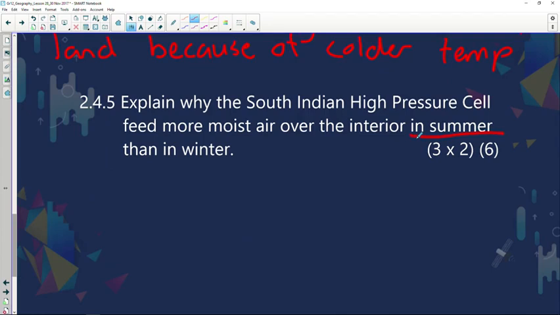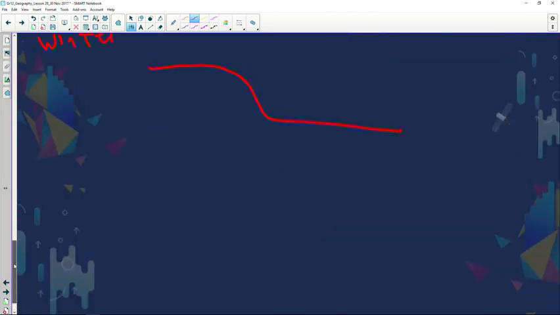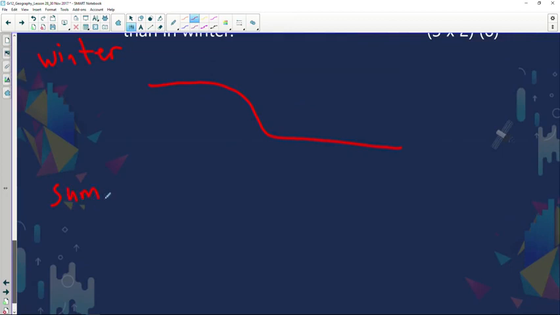Explain why the South Indian high pressure cells feed more moist air over the interior in summer than winter. Now I'm going to draw two diagrams. Now this is winter, my first diagram over there. And my second diagram is going to represent summer.